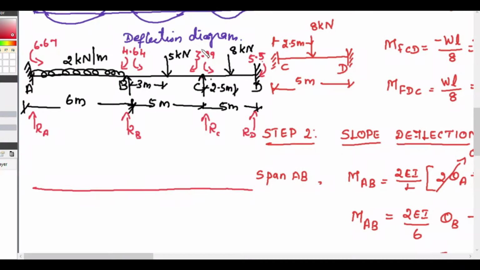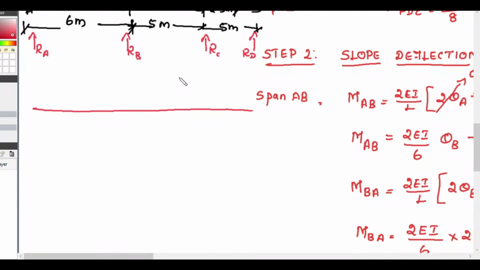We have to consider, see, when we are taking the section here, we have to consider only this moment, okay. When we are considering this moment, it is to the right of C. So right anti-clockwise is positive. So it is plus 3.99 is equal to 0. I repeat, RD into 5 minus 5.5 minus 8 into 2.5 plus 3.99 equal to 0. So you get RD is equal to 5.9 kilonewton.